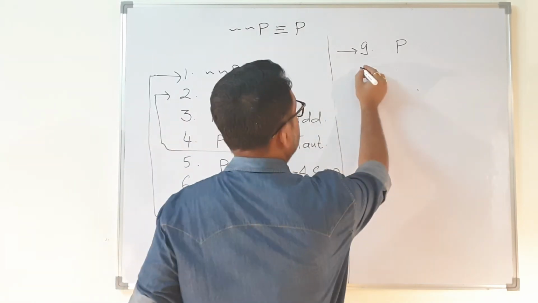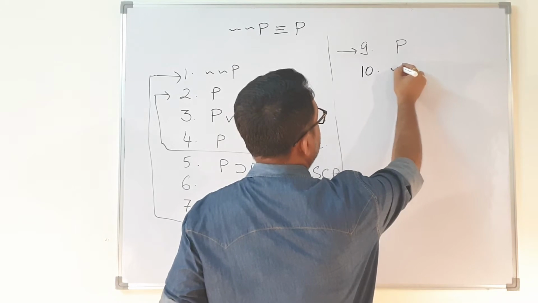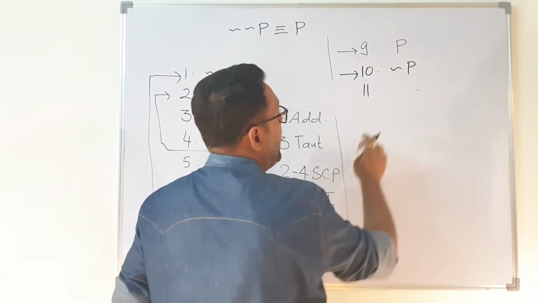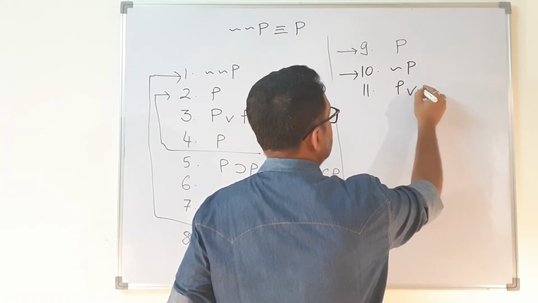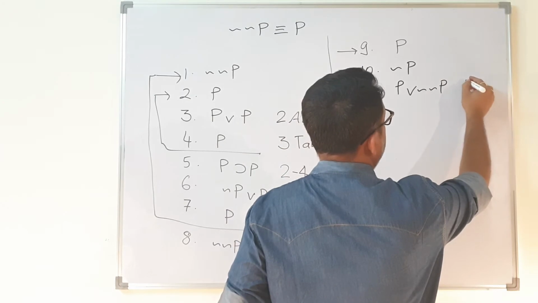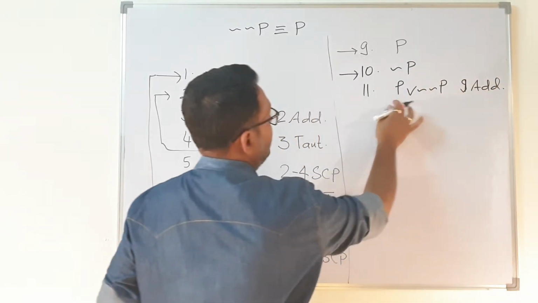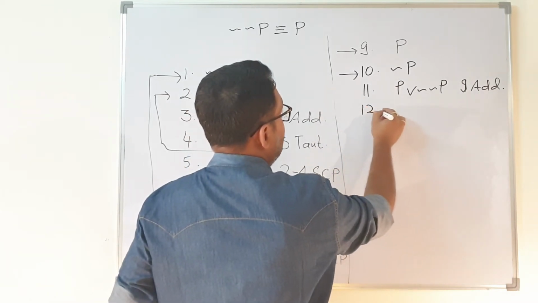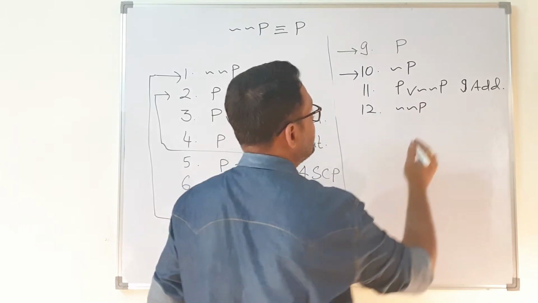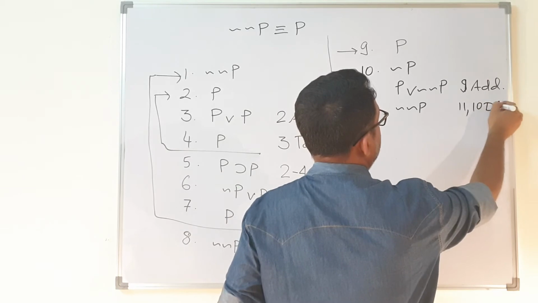Okay. What I will do? I will do it in this way. Line number 10, I will take negation P. Fine. So this is another assumption. Line number 11, I will do P wedge negation of P. So this is on 9 addition. So on this I have added. On line number 12, I use this negation P over here. So I will get double negation P, right? So this will be 11, 10 DS, right?